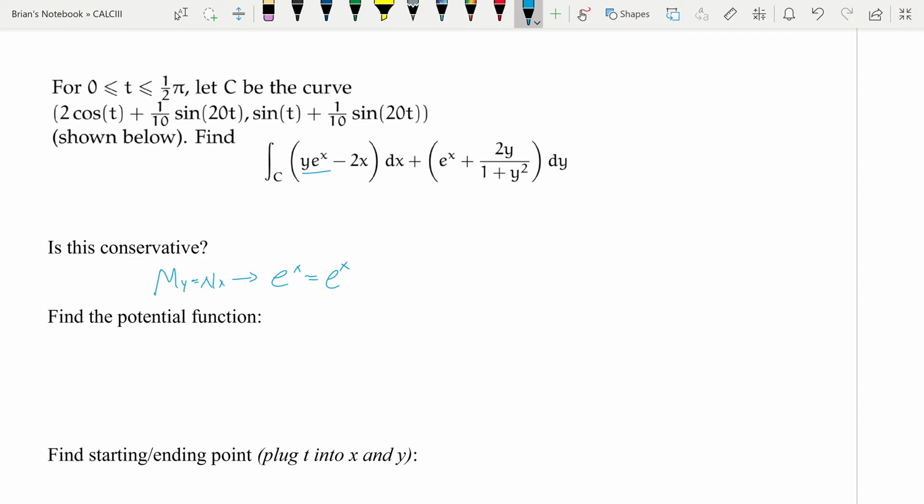All right, so let's have you guys solve for the potential function. So you're looking for that little f. After you solve for the potential function, see if you can find that starting and ending point. You just plug your t into here, find your x and your y. And then after you do that, just solve for your final value. We'll see what you guys get.